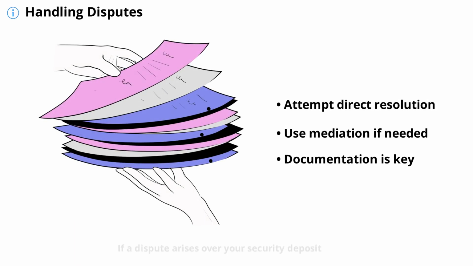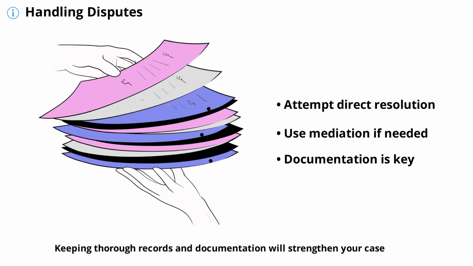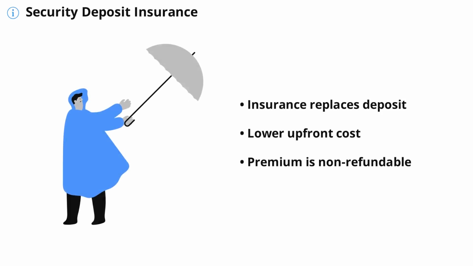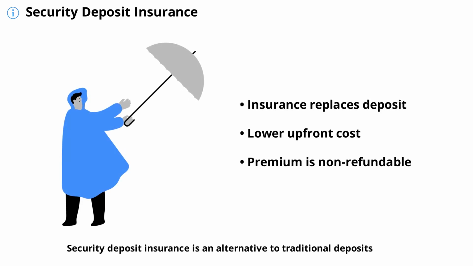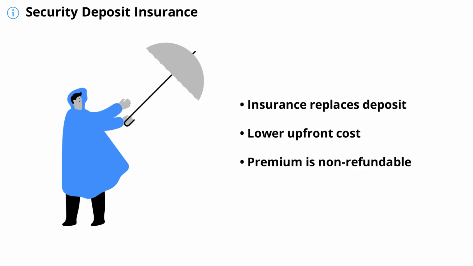If a dispute arises over your security deposit, try to resolve it directly with your landlord first. If that fails, you may need to involve a mediator, tenant association, or pursue legal action. Keeping thorough records and documentation will strengthen your case. Security deposit insurance is an alternative to traditional deposits. Tenants pay a non-refundable premium to an insurance company, which then covers the landlord for damages or unpaid rent. This can lower upfront costs for tenants, but means you won't get the premium back.